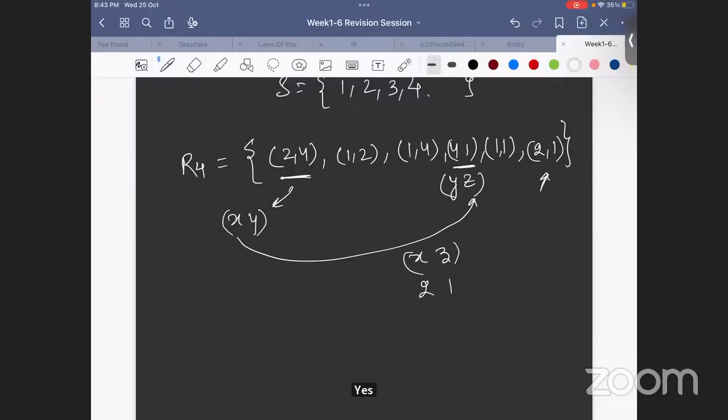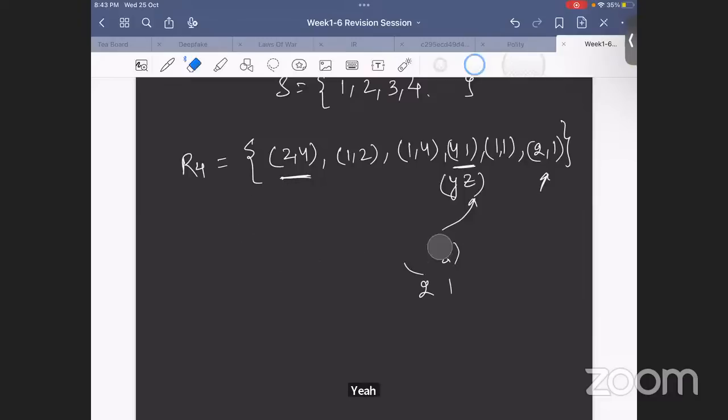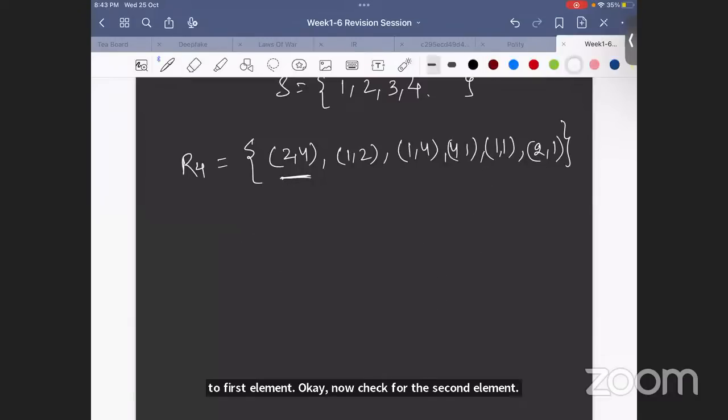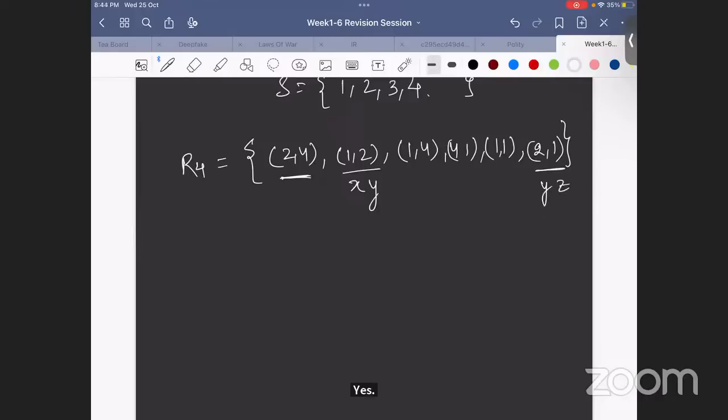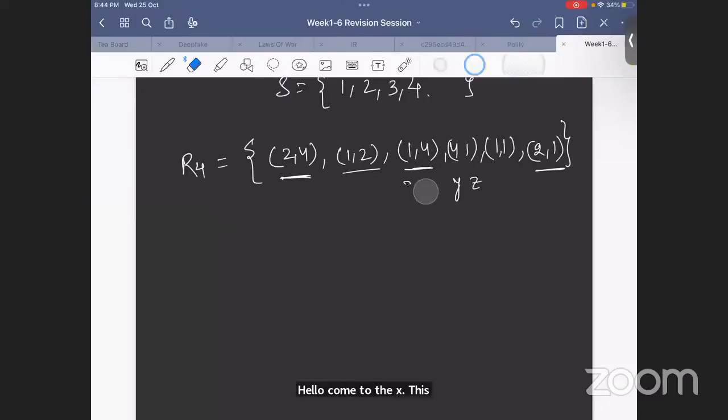Now check for the second element. Now the second element is this one, XY. Is there any element that starts with 2? Yes, sir, this one. This is YZ. Now 1 is present, so according to this also it is transitive. Now come to this one, XY. Is there any element that starts with 4? Yes, sir, this one, 4-1, and 1 is present. So according to this element it's also transitive.